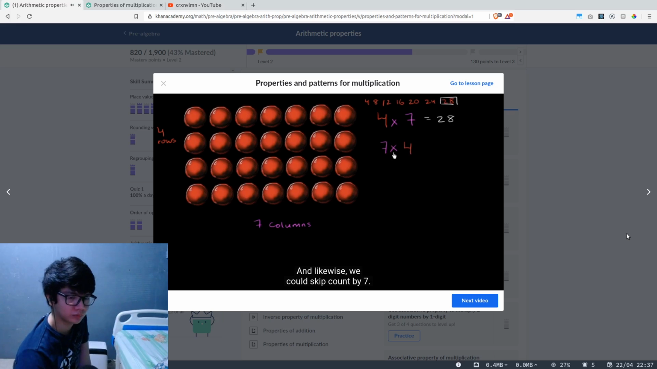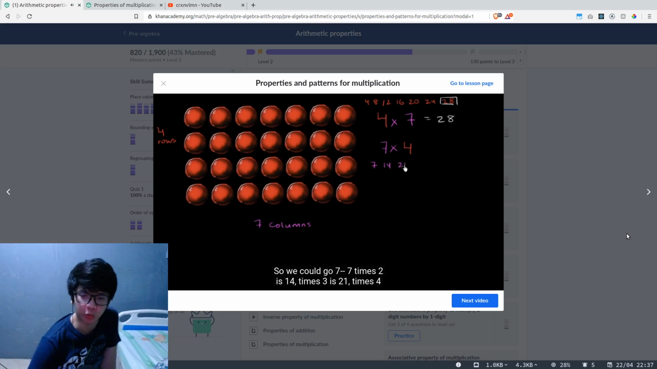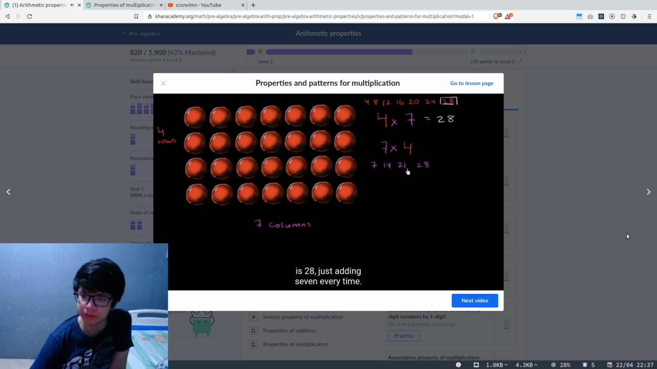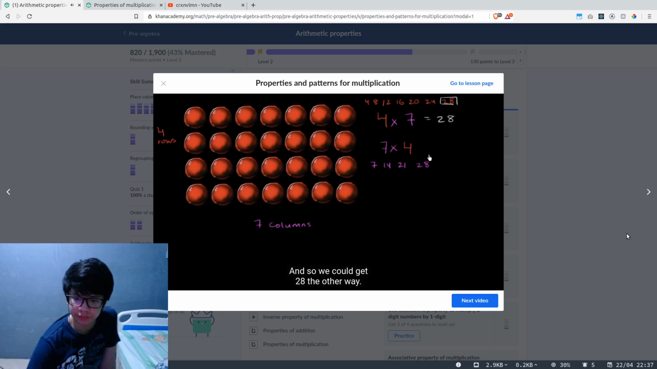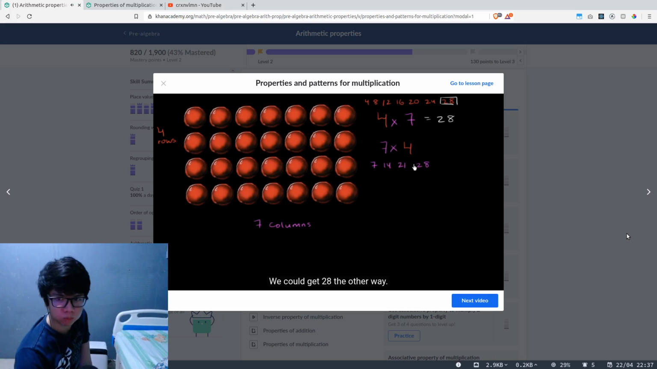And likewise, we could skip count by 7s. We could go 7 times 2 is 14, times 3 is 21, times 4 is 28, just adding 7 every time. And so we could get 28 the other way. Let's do that in that same color. We could get 28 the other way.